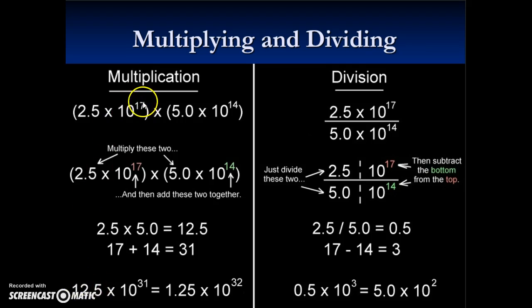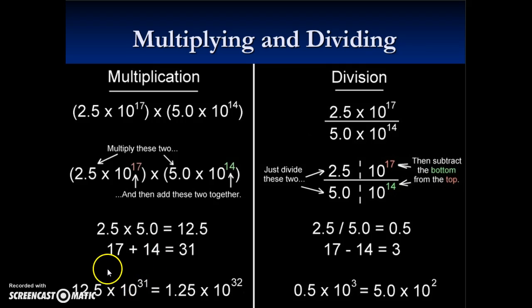The way that you deal with exponents and multiplying is you add the exponents. So the exponent of the new number will be 17 plus 14, which gives you 31. So it's 12.5 times 10 to the 31st power.